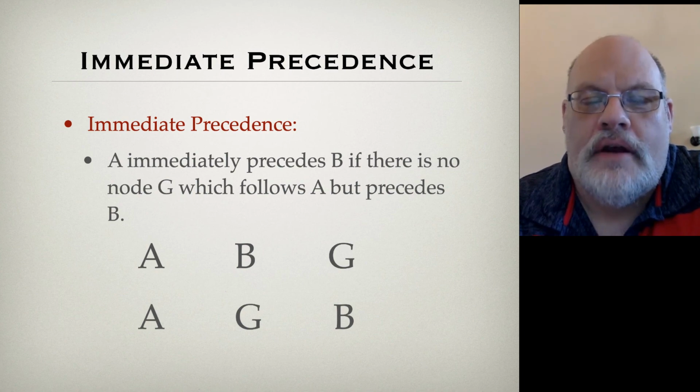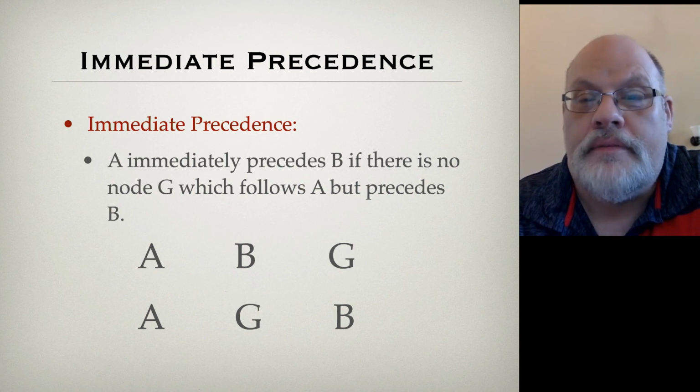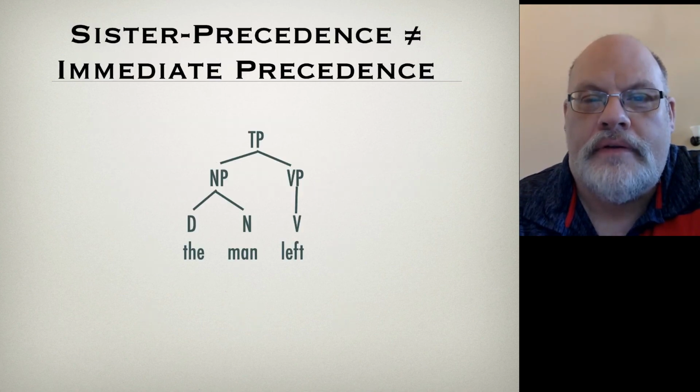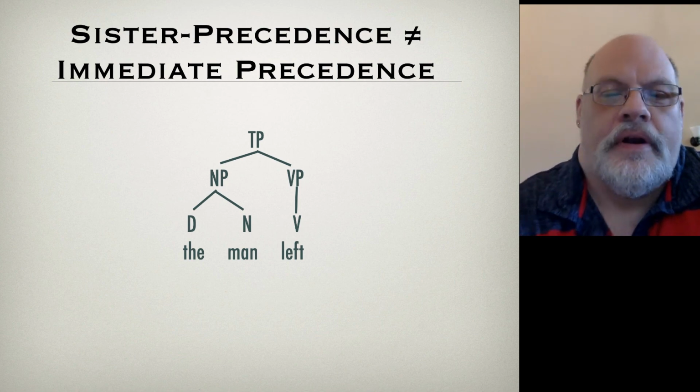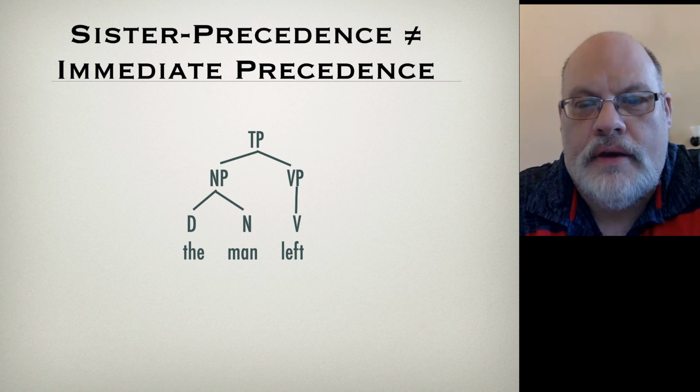If you just sort of flip the order of those, you get a different set of relationships where A immediately precedes G and G immediately precedes B. That's immediate precedence. Note that immediate precedence and sister precedence are not the same thing.